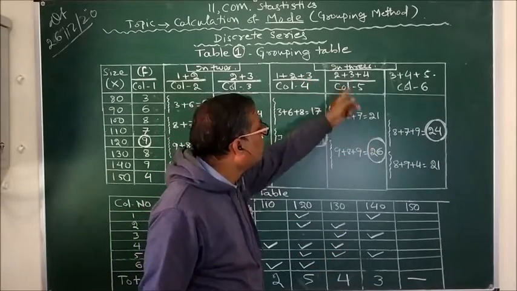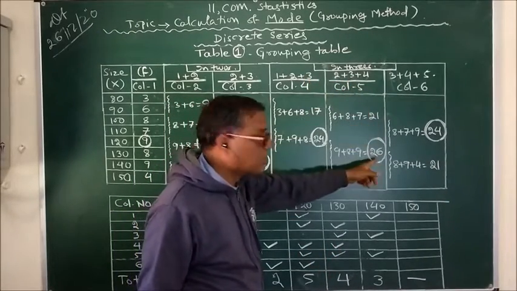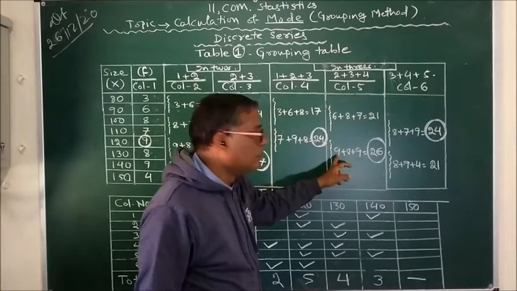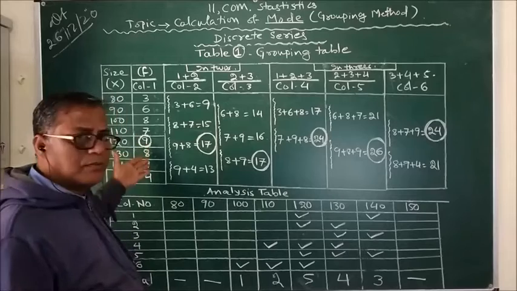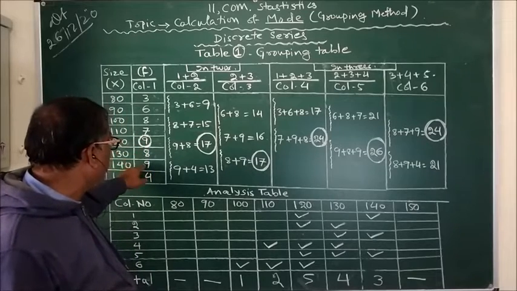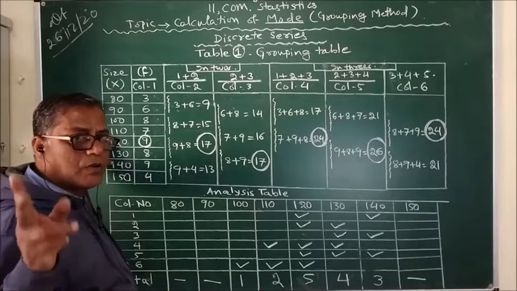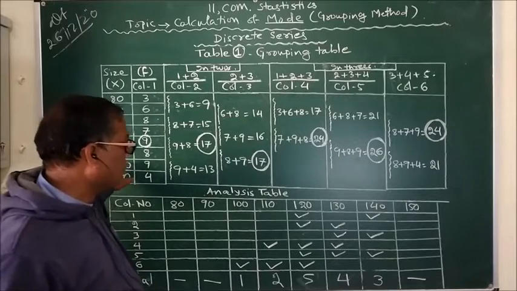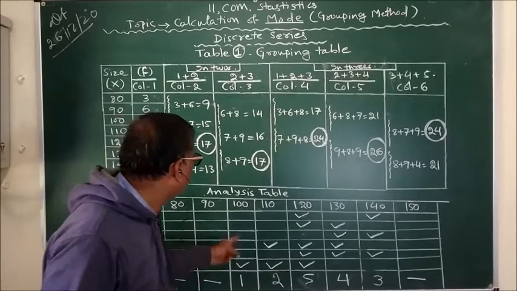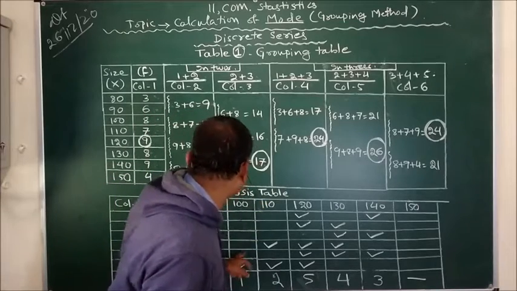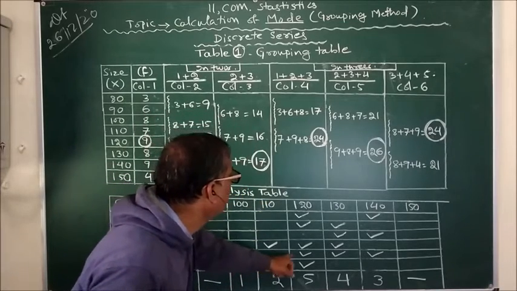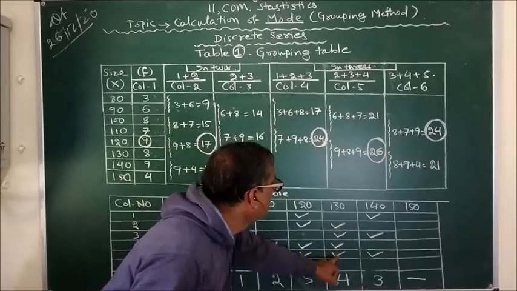Then come to the next column, here 2 plus 3 plus 4 column. Here the maximum value is 26 and the respective frequencies are 9, 8, 9. So come to the frequency column, 9, 8 and 9. Their respective values are 120, 130 and 140. That's why in the fifth row, 120, 130, 140.